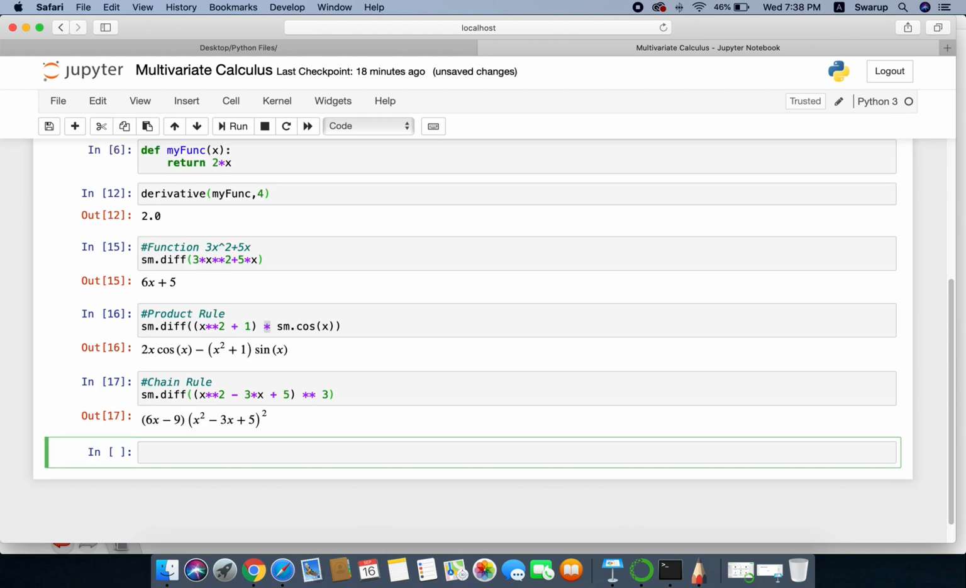So here it gives us (6x minus 9) times (x square minus 3x plus 5) square, whole square. So this is nothing but the differentiation. We can directly find it for any kind of function, be it in the format of a product or chain or any other format, by using this differentiation function which is there in SymPy.